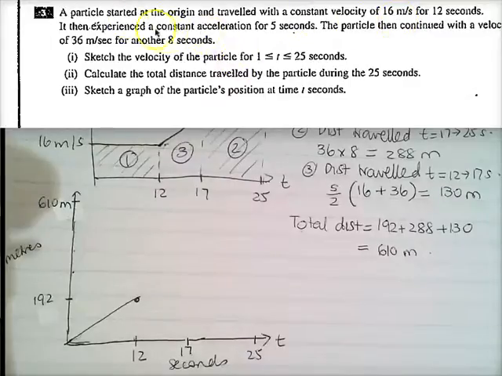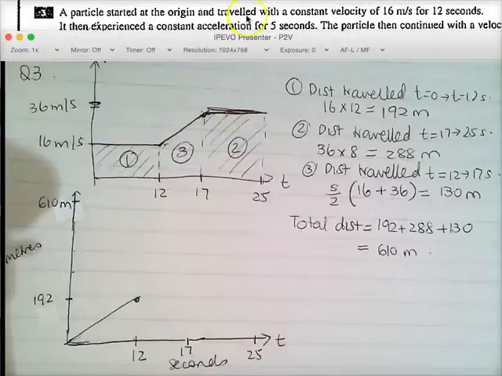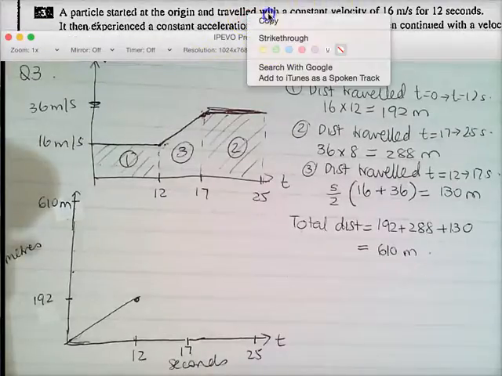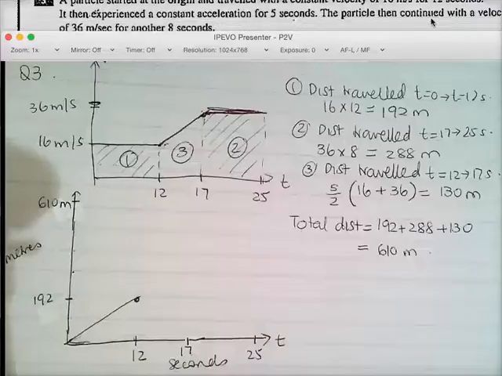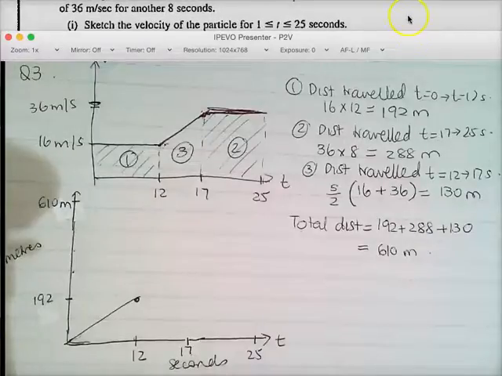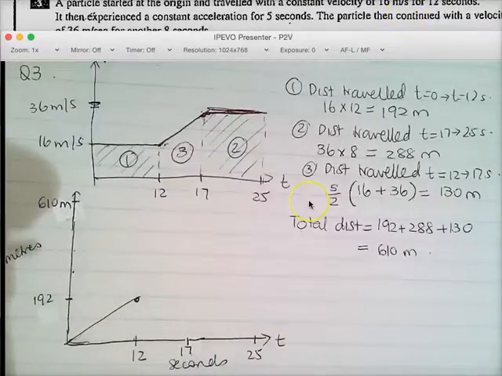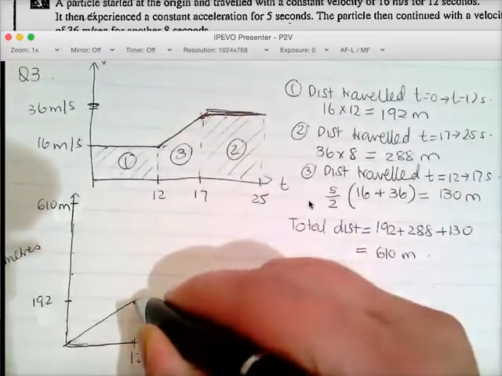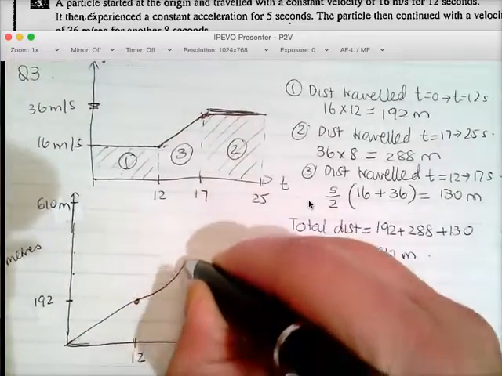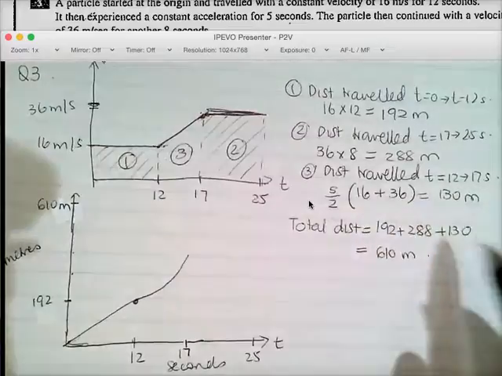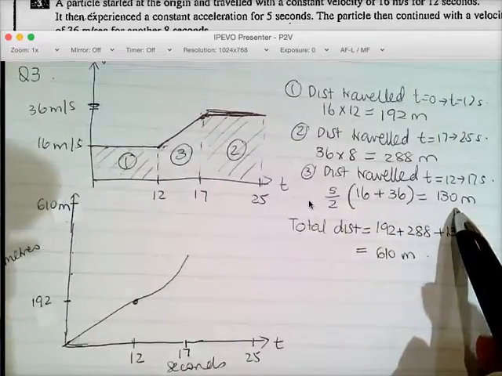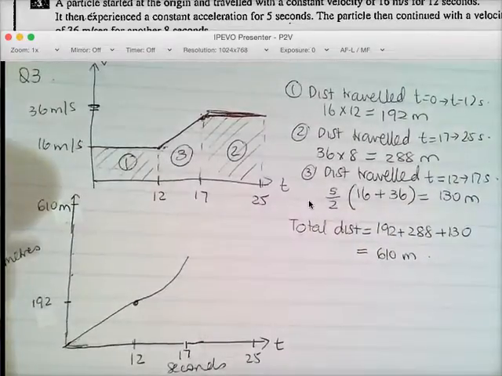It then experienced constant acceleration for 5 seconds. So it then accelerates for 5 seconds, and then it continues with constant velocity after that. So it experiences constant acceleration. So it's going to be speeding up for 5 seconds. Now in that time it travelled 130. So I know I haven't drawn this very well.